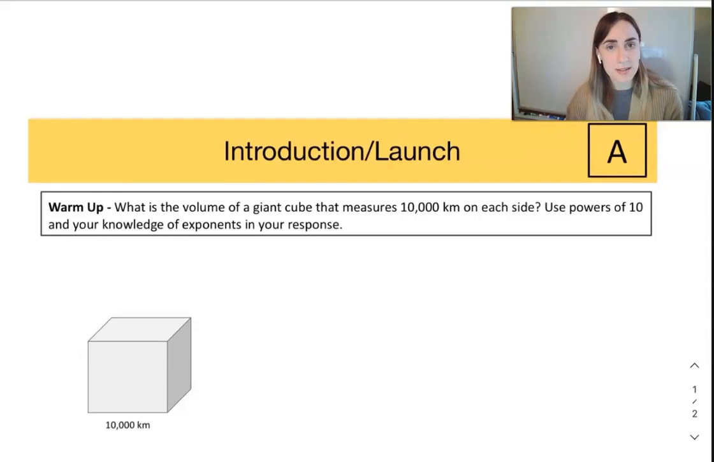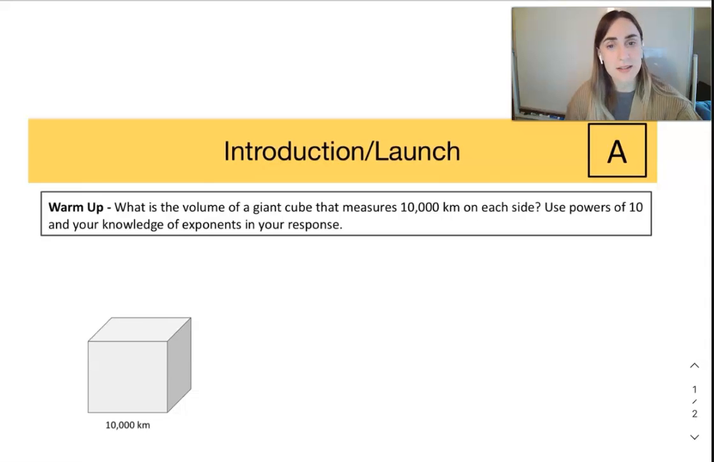So this video is designed to help you with slide A and slide C. First, we're going to talk about our warm-up. Our warm-up says, what is the volume of a giant cube that measures 10,000 kilometers on each side? Use powers of 10 and your knowledge of exponents in your response.